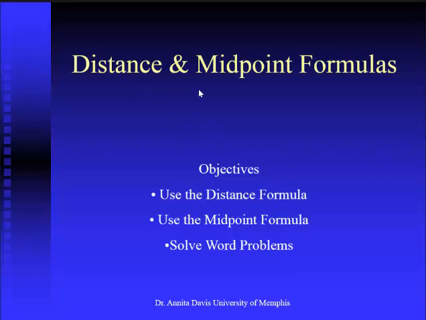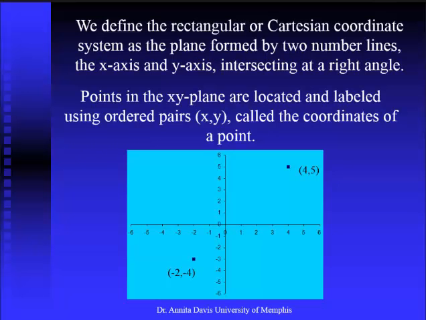We're going to study the distance and midpoint formulas. We're going to use the distance formula, use the midpoint formula, and solve word problems. We define the rectangular or Cartesian coordinate system as the plane formed by two number lines, the x-axis and the y-axis, intersecting at right angles.